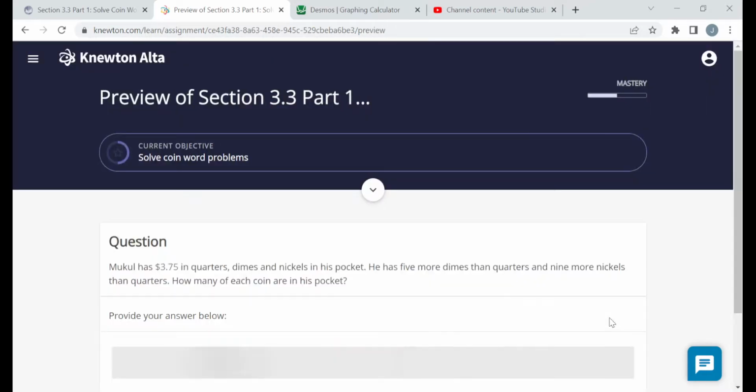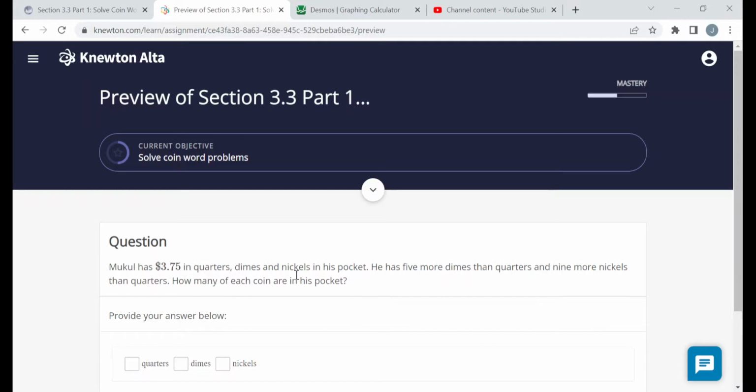Alright, so this one is quarters, dimes, and nickels. Ooh. Alright. So 3 coins, 3 types of coin. So Mukel, I'm sorry if I'm mispronouncing that, but somebody has $3.75 in quarters, dimes, and nickels this time in his pocket. And then some descriptions. He has 5 more dimes than quarters and 9 more nickels than quarters. All right. So how many of each coin are in his pocket?